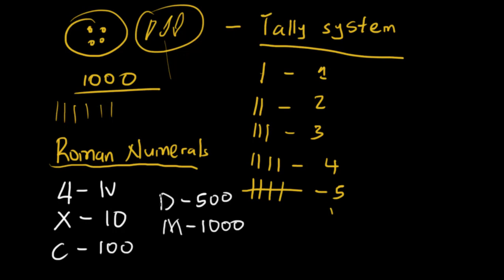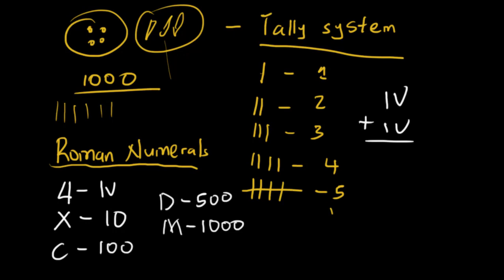Do you understand? But there still was a problem with this, because even though I know that 4 is IV, if I wanted to do 4 plus 4, there is no way I can actually do it on paper in which I can see it. I can't do IV plus IV. It doesn't make sense. So we needed to evolve the Roman numeral system of numbering.